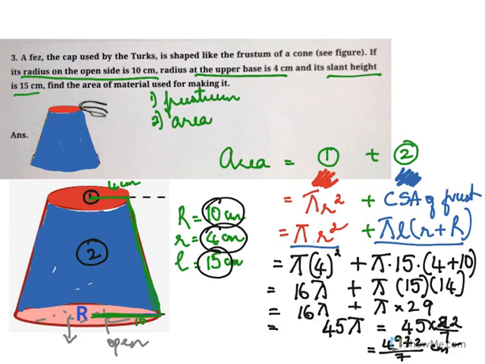So the takeaway from this sum is that we need to add only 2 surfaces. Although the frustum has 3 surfaces, we add 2 because in the lower part we leave it empty. There is no material on the lower surface.